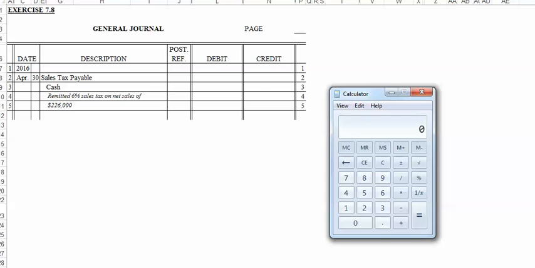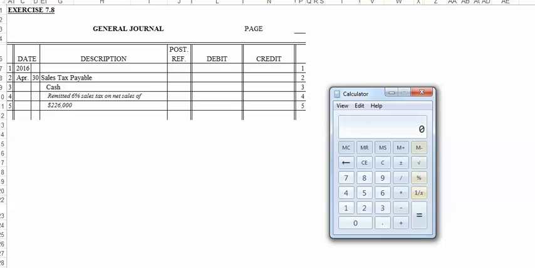All right, so back to our pretend world. We have been collecting our sales tax along the way, and now it's time to make our sales tax payment with cash. So they've given us the sales and sales returns and allowances accounts so that we can calculate the net sales and then calculate the 6% of that.